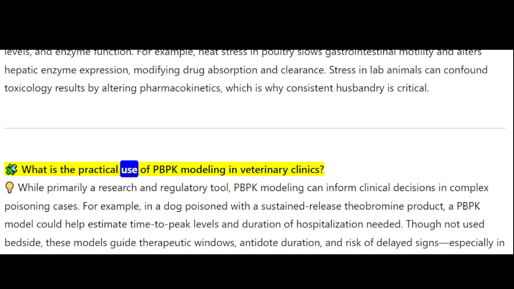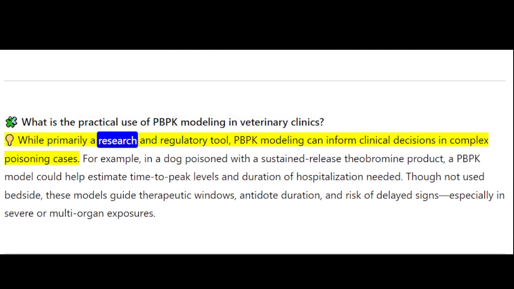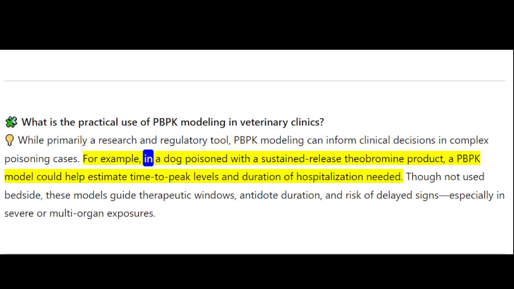What is the practical use of PBPK modeling in veterinary clinics? While primarily a research and regulatory tool, PBPK modeling can inform clinical decisions in complex poisoning cases. For example, in a dog poisoned with a sustained-release thiabendazole product, a PBPK model could help estimate time to peak levels and duration of hospitalization needed.